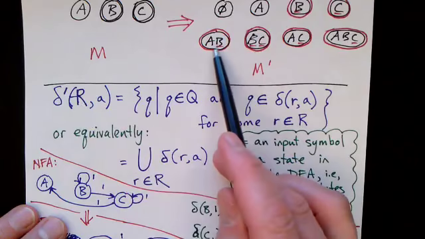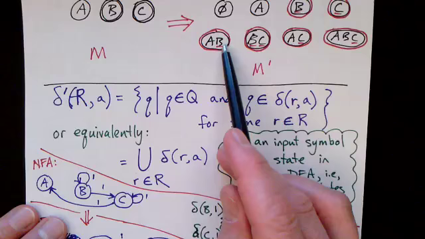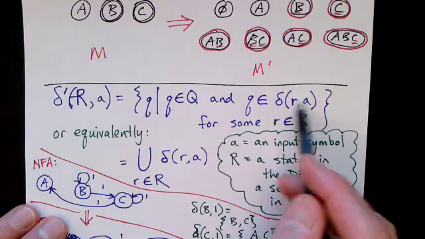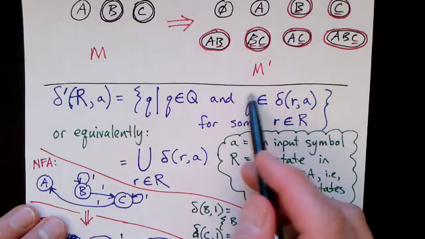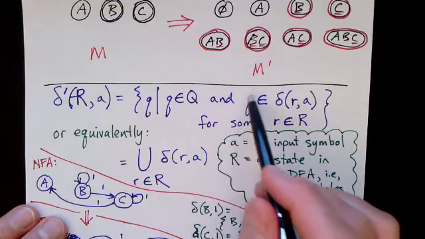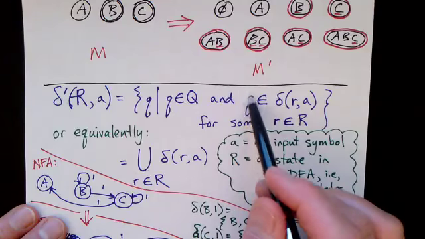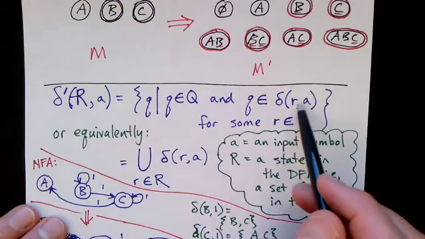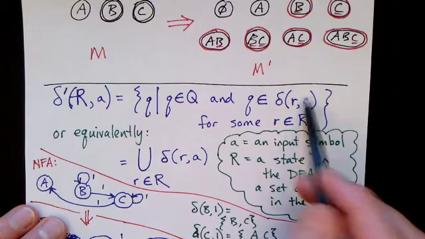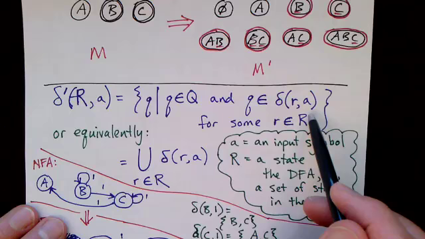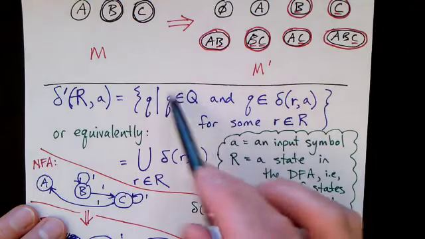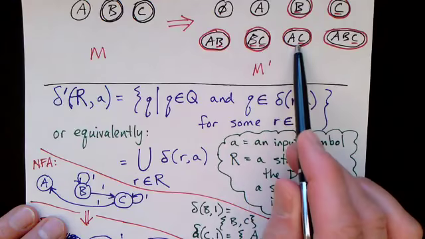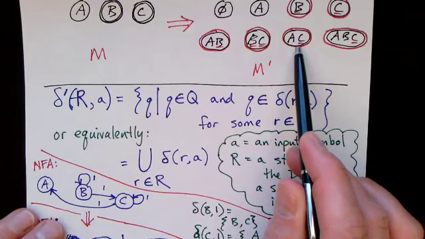So for example, if there's an edge from B to C in the non-deterministic machine on A, then we'd have to go to some state that contains a C. So we build a set of all the states that we're able to reach in the non-deterministic machine, and that set of states corresponds to a set of states or a single state in our deterministic machine that we're building.